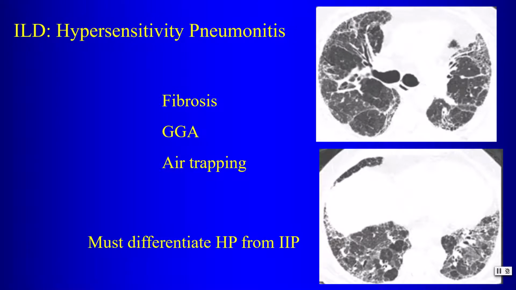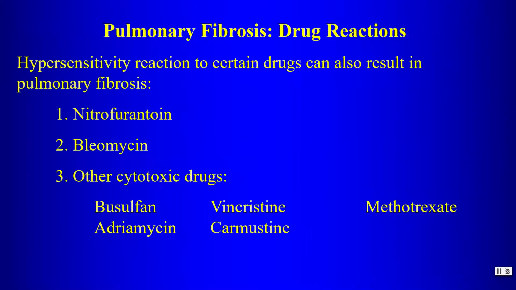Now, hypersensitivity pneumonitis. You always need to consider that when you're dealing with interstitial lung disease. You must differentiate hypersensitivity pneumonitis from the idiopathic interstitial pneumonias. So if we have fibrosis with ground glass opacity and air trapping, if we have mosaic attenuation, if you have a substantial amount of air trapping, then that might point you towards hypersensitivity pneumonitis as opposed to idiopathic pulmonary fibrosis or an idiopathic interstitial pneumonia.